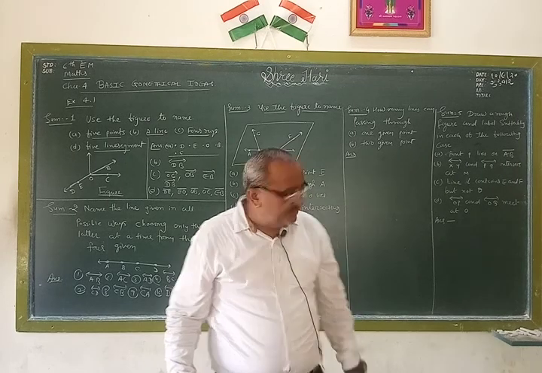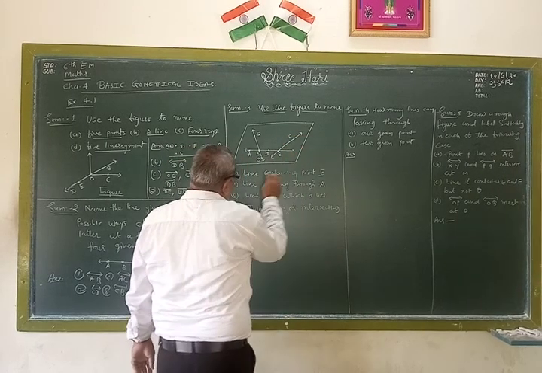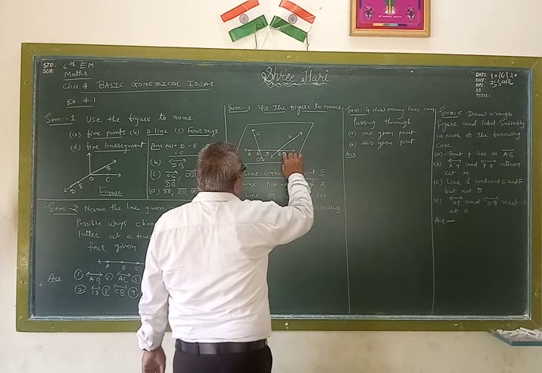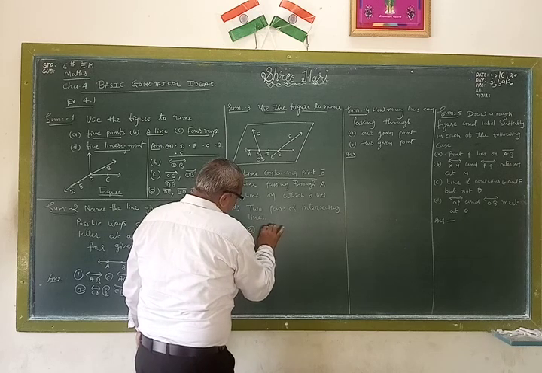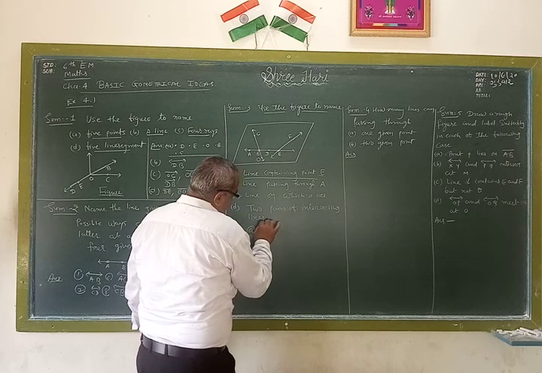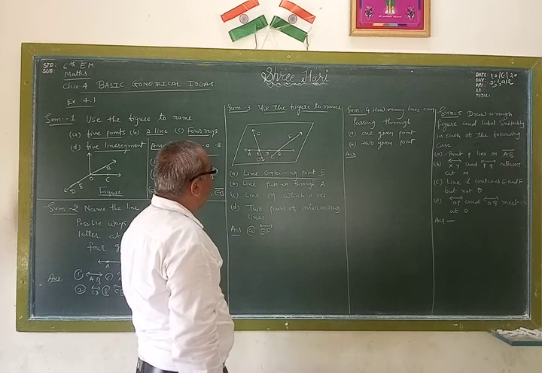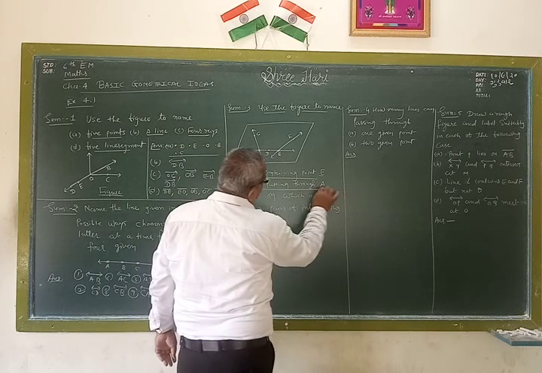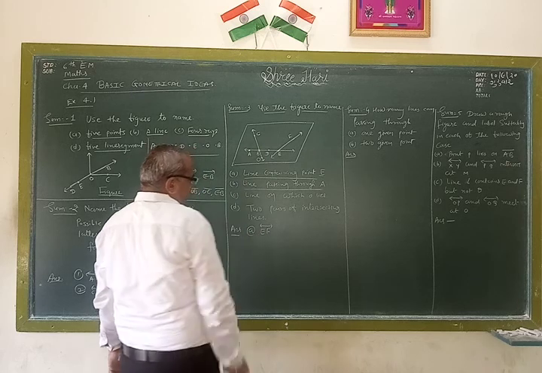So friends, this is the line EF. First answer, line containing point E means this is the line EF. EF is a line on which point E is contained. Second one, line passing through point A. This is point A.